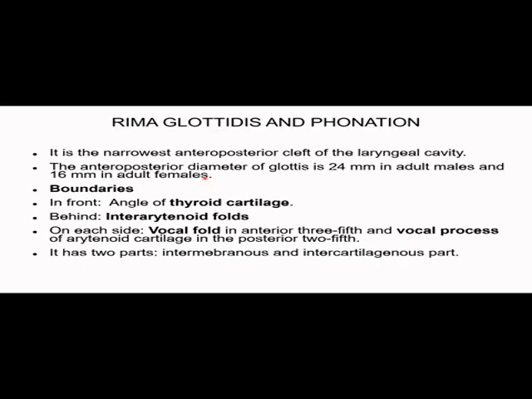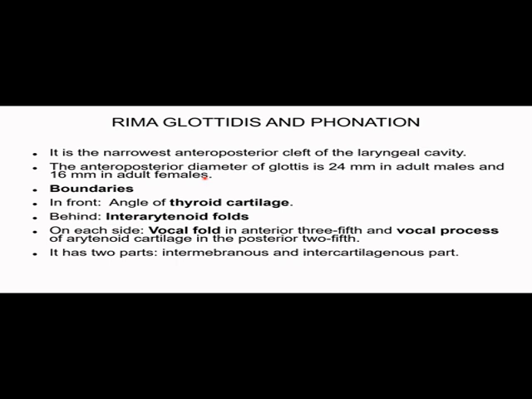So we have said Rima glottidis again and again. Now let's see what this Rima glottidis is, what its boundaries are, and how it is connected to phonation. Rima glottidis, as we already know, is the narrowest anteroposterior part of the laryngeal cavity. Now we have to define how narrow. For that we have to define the diameter.